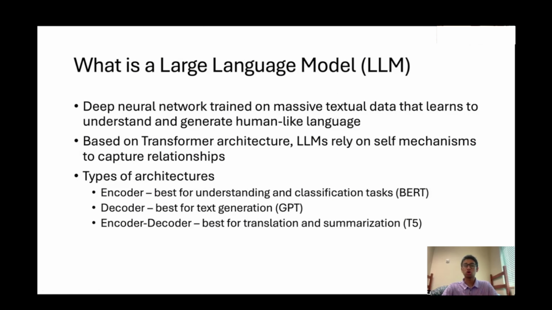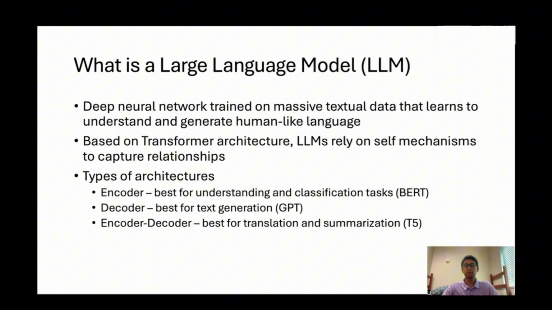And what is a large language model? We've all heard of ChatGPT and Gemini and all these models. A large language model basically is a deep neural network trained on massive textual data, like we're talking billions of data sets and really massive data sets. They're trained to generate human-like language responses, and they're based on the transformer architecture, which means that they have self-attention mechanisms to capture relationships.